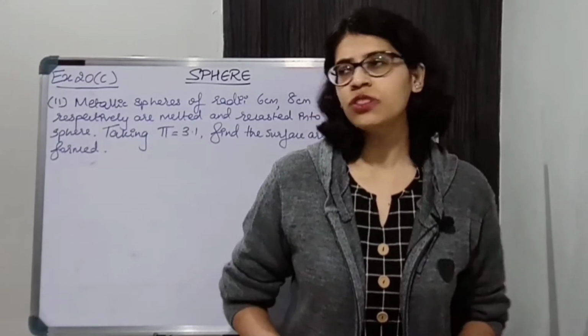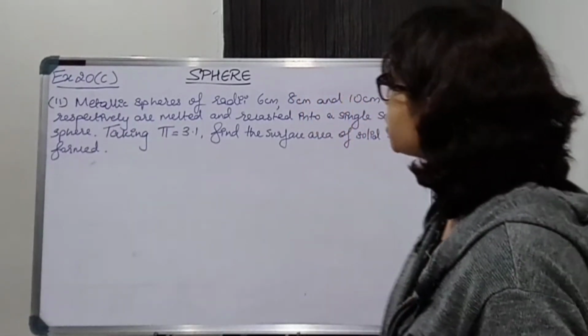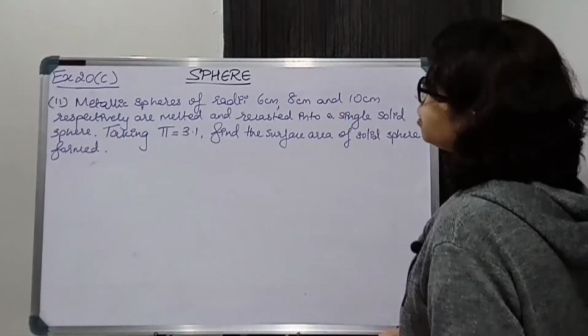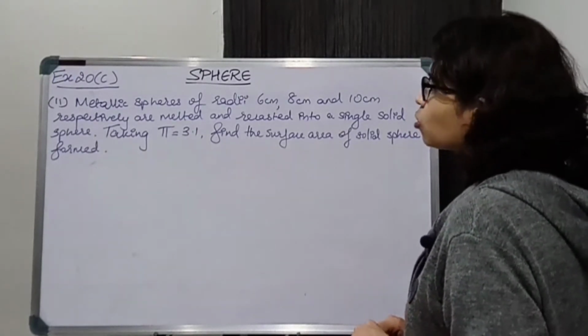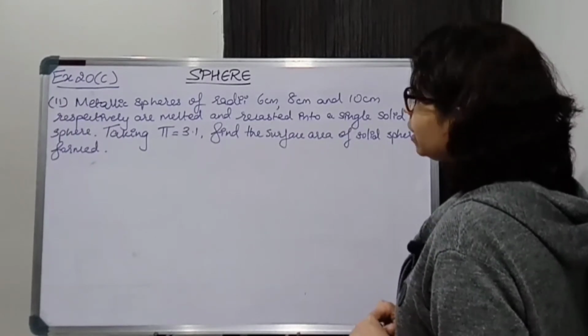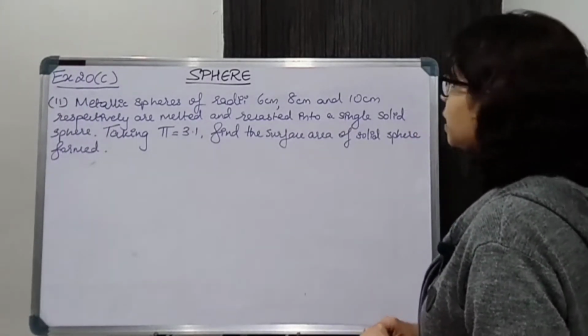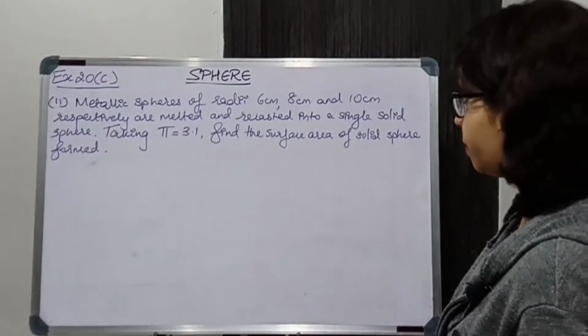Proceeding to next question. Question number 11. Metallic spheres of radii 6 cm, 8 cm and 10 cm respectively are melted and recasted into a single solid sphere. Taking pi equal to 3.1, find the surface area of solid sphere formed.